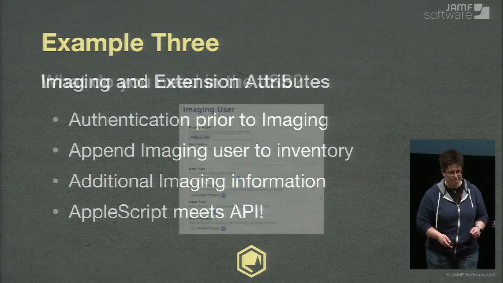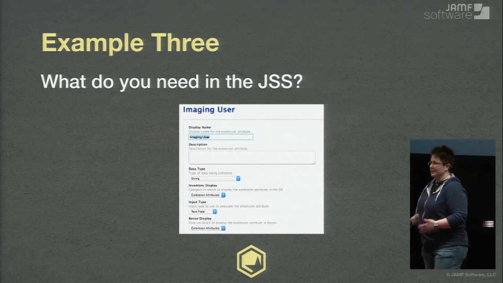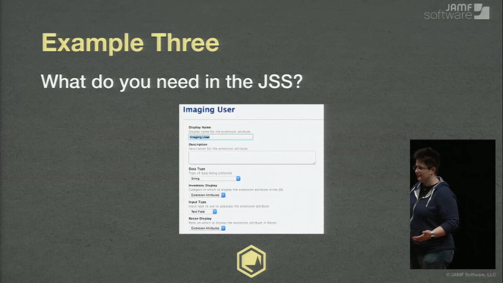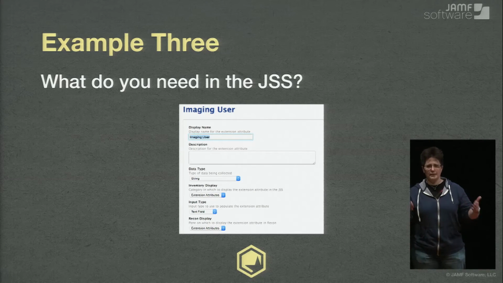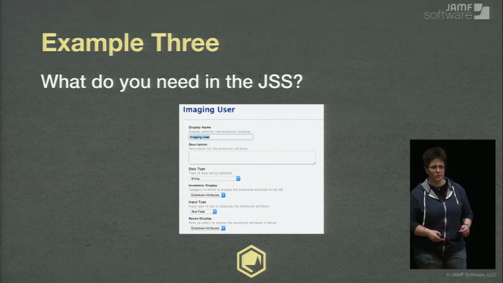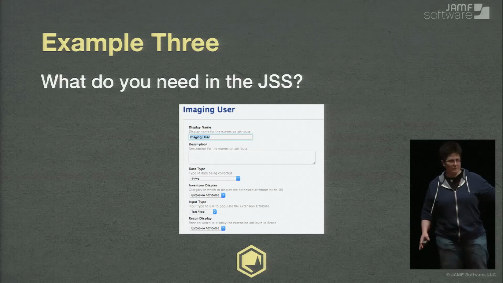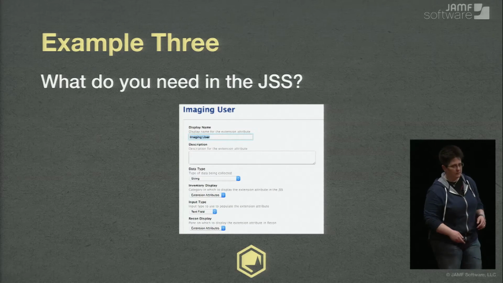And we're going to bump into the API a little bit. Should be pretty cool. We're going to start off with an extension attribute, just a custom field. In this case, it's just a text field. That's all it is. Tell me the imaging user, the person who imaged the computer. You can populate this manually just like any other extension attribute, but for our purposes, we're going to have that done by script.